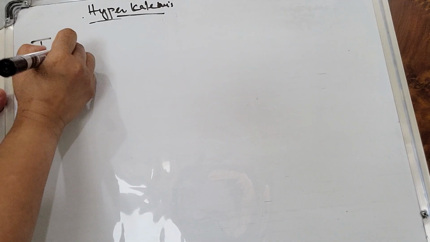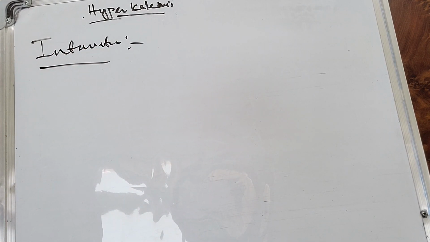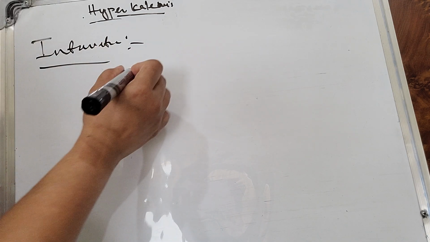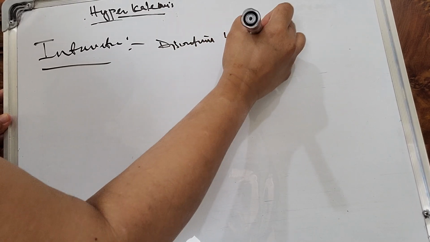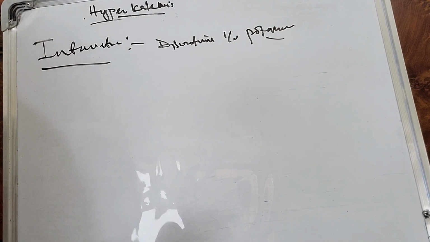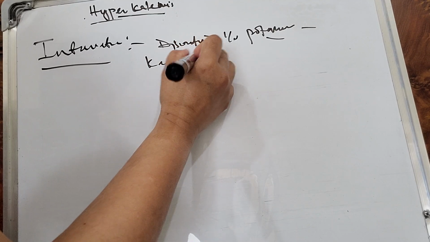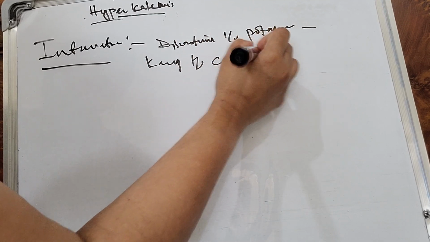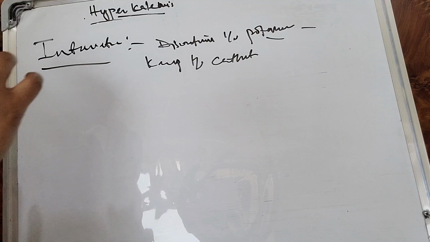Now we will talk about intervention. How will we treat the patient with hyperkalemia? First of all, discontinue IV potassium. If the patient is taking IV potassium, we will discontinue it.